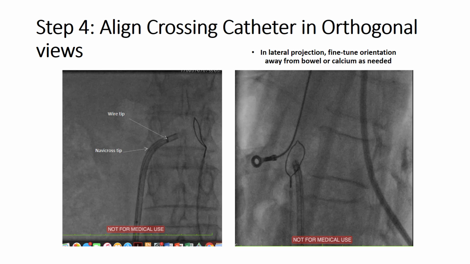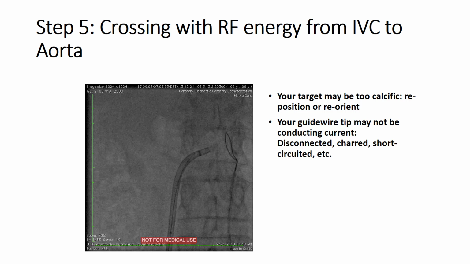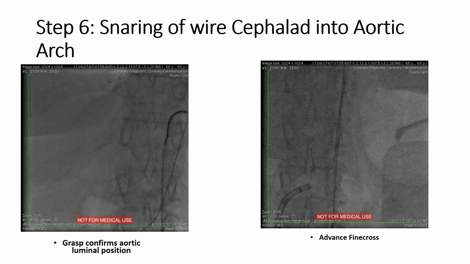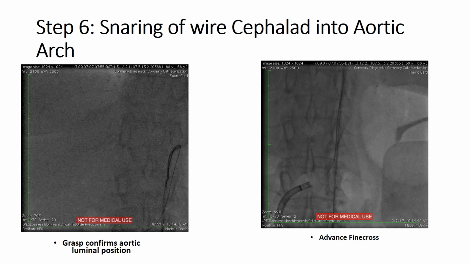And here you're going to see my wire about to cross. I'm advancing my microcatheter. The wire is touching the IVC. And then I'm going to apply the energy here, and you're going to see the wire crossing into the aorta. So now I have my wire around the snare. The next step, I want to snare the wire. And here you can see I snared my wire and I advanced it all the way to the ascending aorta. And on the right side, now I have an 014 wire in the aorta, but I still have to advance my Fine Cross. And you can see my Fine Cross going all the way into the aorta.